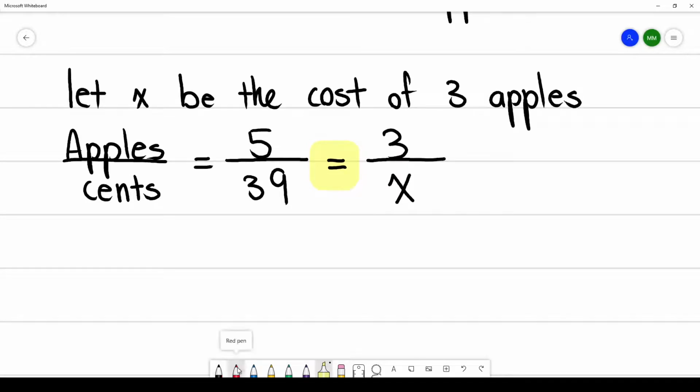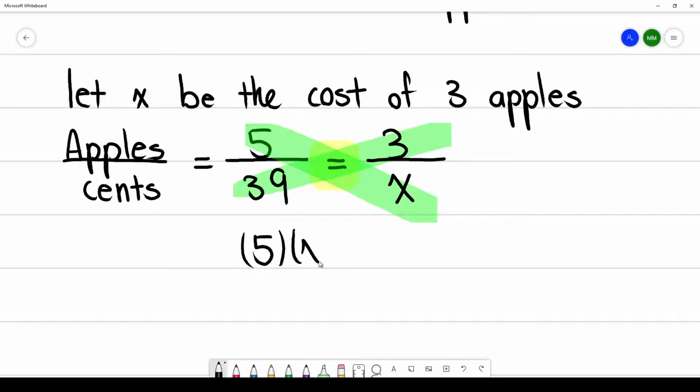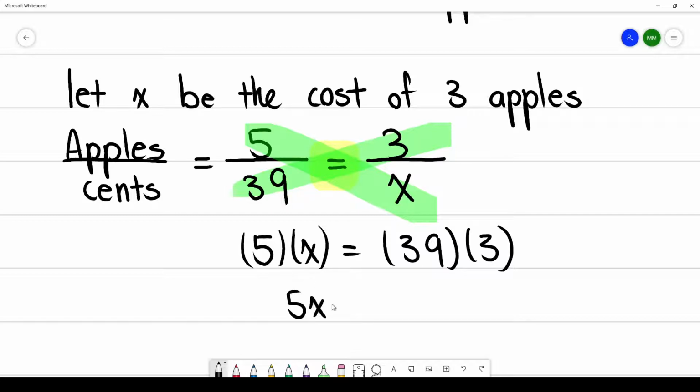So now I'm going to solve it. How? Well, just like how I talked about cross multiplication. So I will have 5 times x is equal to 39 times 3. So cross multiplication: this times this is equal to this times this. Now we have 5x is equal to, oh, I forgot what this is. 117.